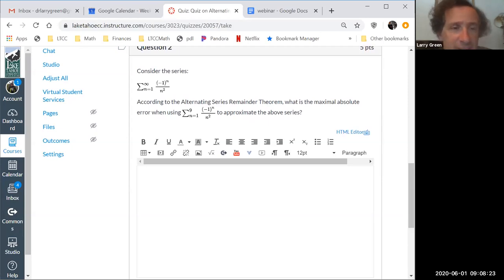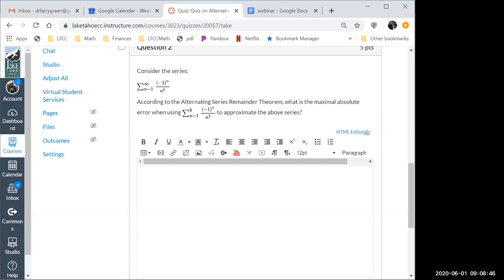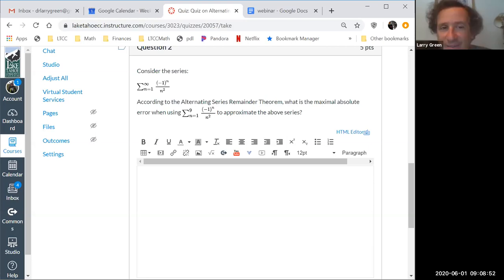Consider the series summation n equals 1 to infinity, negative 1 to the n over n squared. According to the alternating series remainder theorem, what is the maximal absolute error when using the summation n equals 1 to 9 of negative 1 to the n over n squared to approximate the above series? This is actually a really easy problem if you know what to do. So what do we need to do? Just find b sub n plus 1? Yeah, plug in 10, right? So plug in 10.